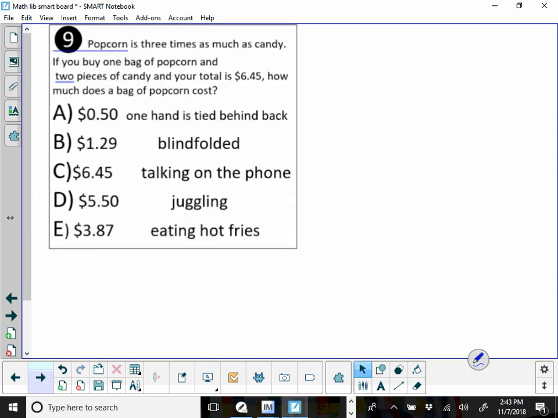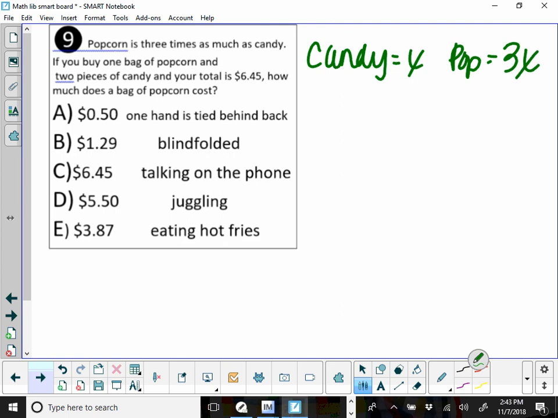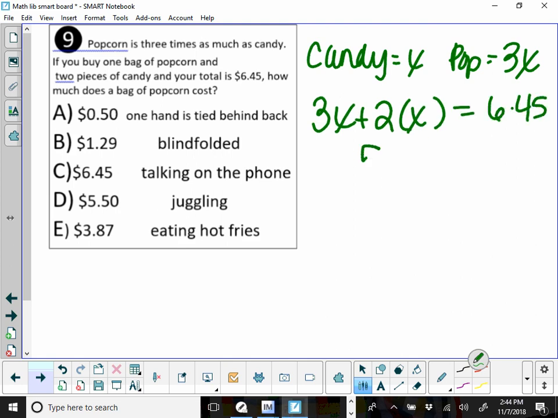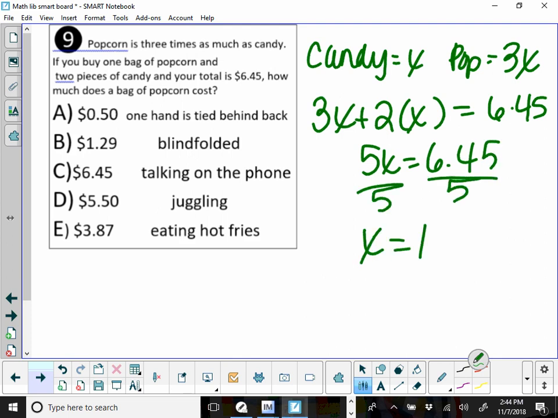All right, problem number 9. Popcorn is 3 times as much as candy. So candy is x, and popcorn would be 3 times that, so that's 3x. You buy 1 bag of popcorn, so that's 3x, and 2 pieces of candy, and your total is 645. So add these up, that's going to give you 5x equals 645, and you divide by 5, and x would equal 129.